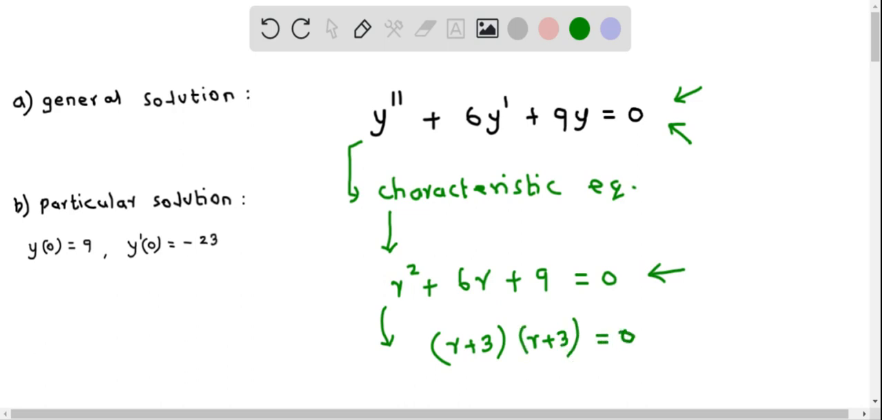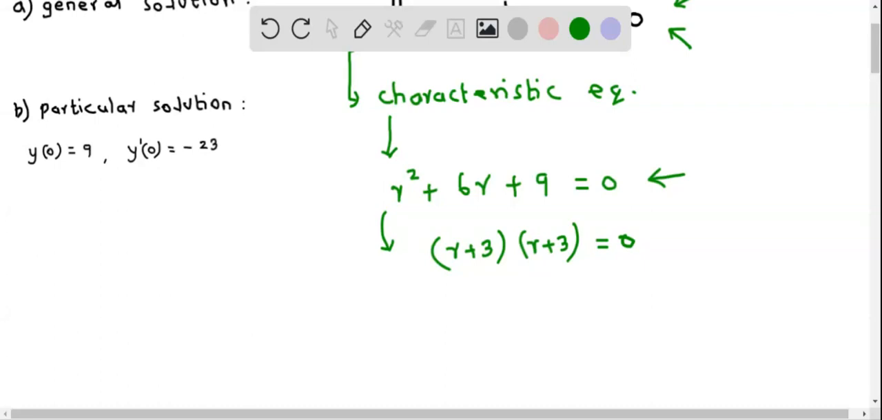equals 0. Now we'll solve for the roots. Either r plus 3 equals 0, that is one of the terms is 0, or the other term is 0, that is r plus 3 equals 0. So basically we are going to get two equal roots, that is r equals negative 3 here, and here also if we solve for r we get r equals negative 3. So the root of this characteristic equation is negative 3, which appears twice.